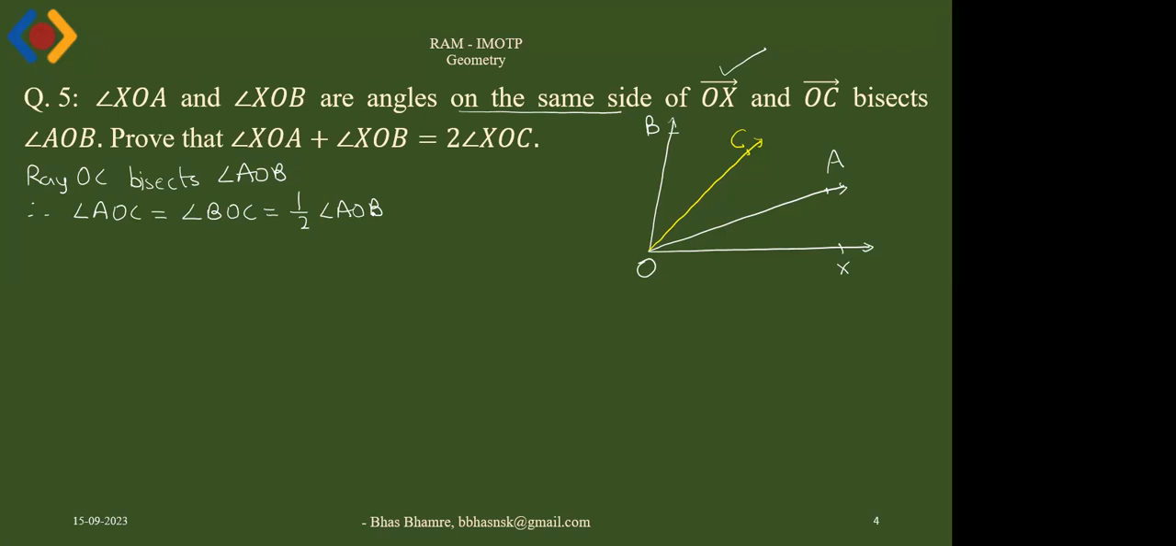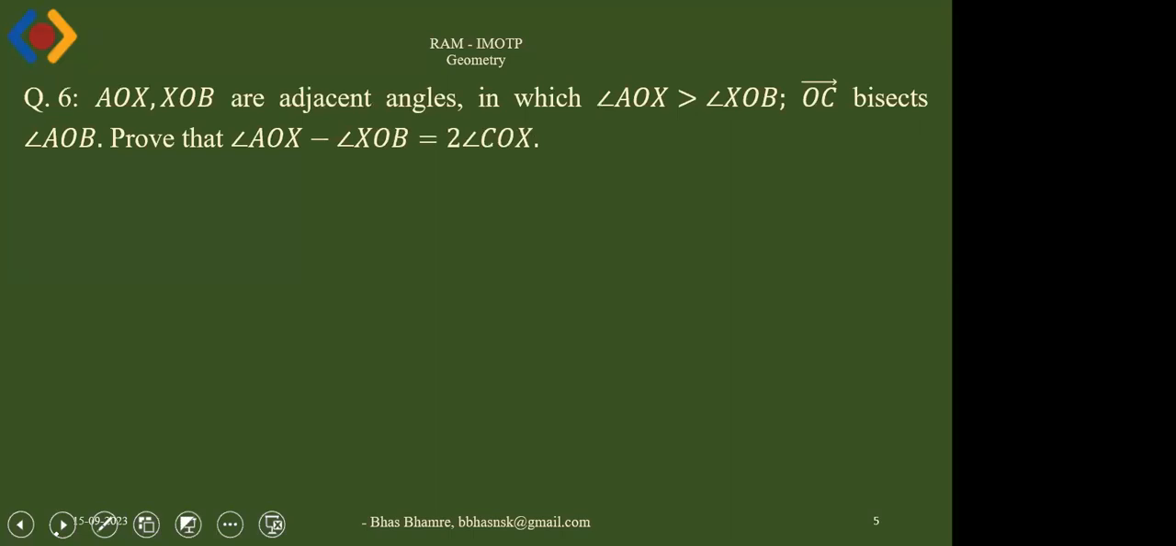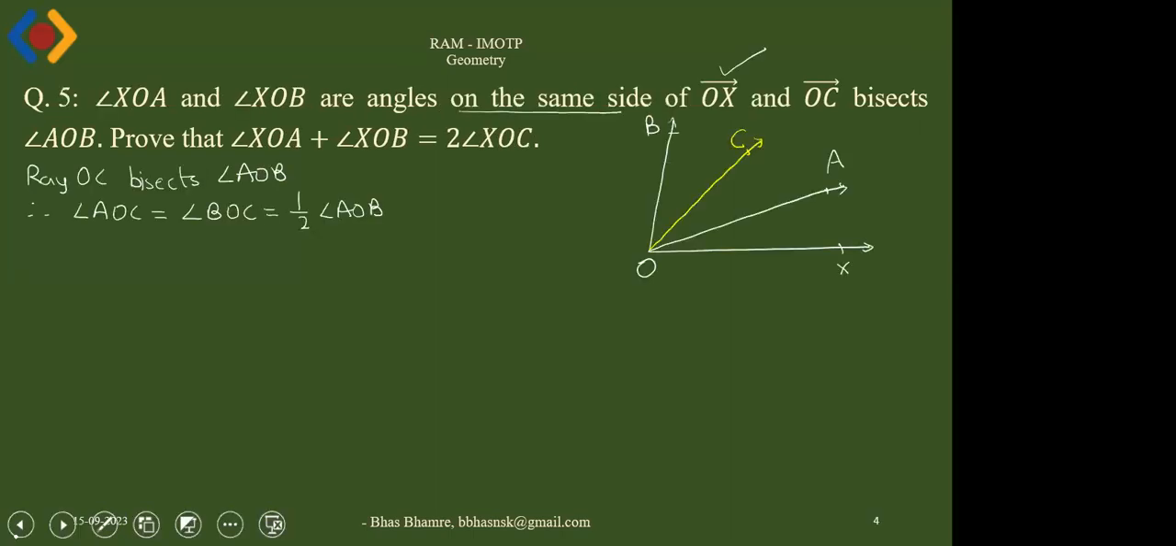Yes, Kian, what happened? Sir, in the question paper, it is given AOX minus XOB. But here the question is given plus. I think you are reading question 6. We are at question 5. Oh, sorry, sir. Thank you.